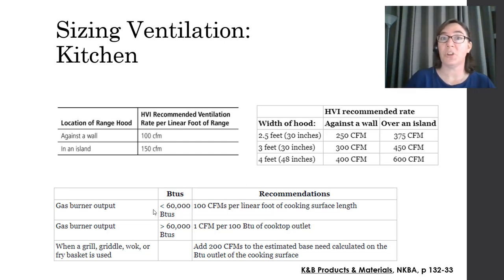Let's throw one more wrench into these calculations. The ventilation recommendations we just talked about are for gas burner outputs of less than 60,000 BTUs. If you have a serious professional gas range with a burner output of greater than 60,000 BTUs, you are going to need a slightly different calculation. 1 CFM per every 100 BTUs.